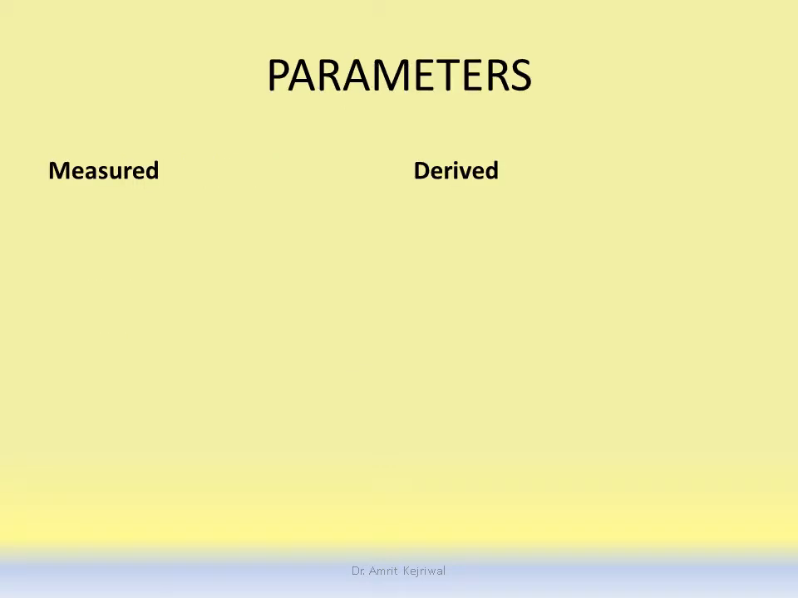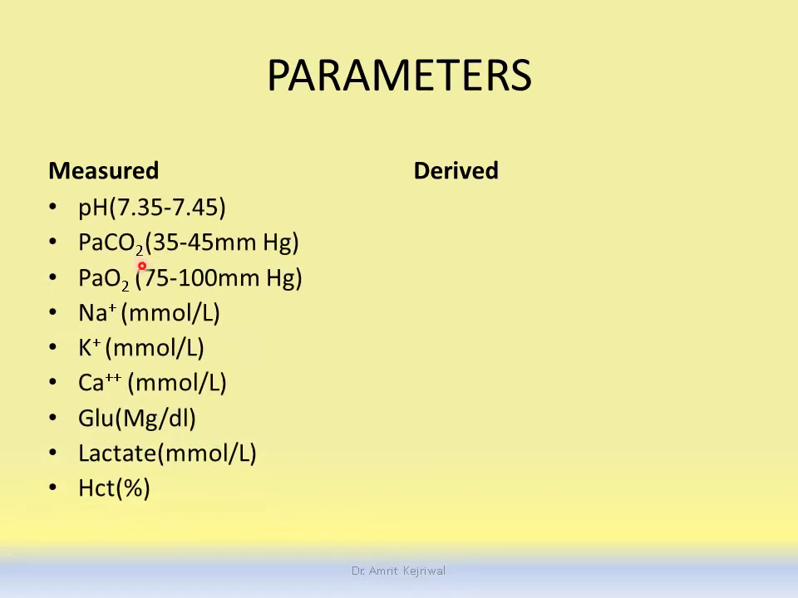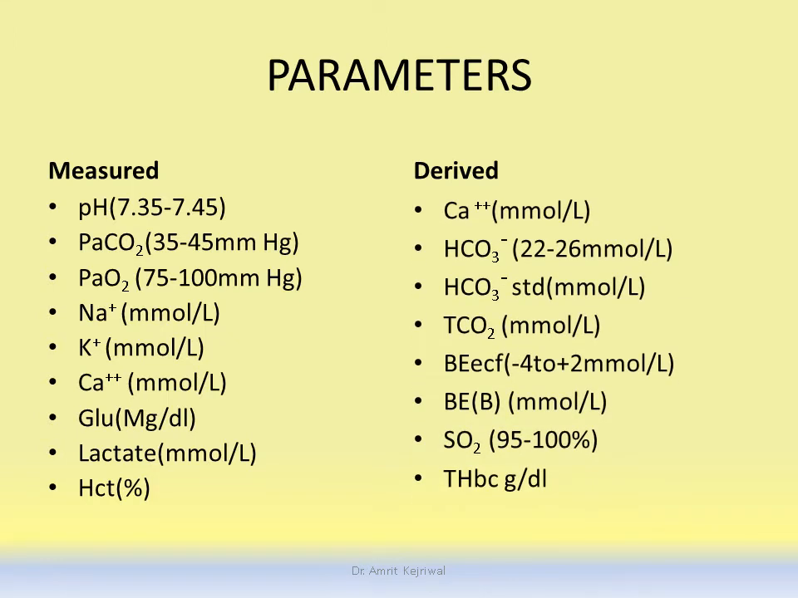There are various parameters that are given on the arterial blood gases. These are the measured: pH, PaCO2, PO2, sodium, potassium, calcium, glucose, lactate, and hematocrit. These parameters are derived: calcium, bicarbonate, total CO2, base excess effective, base excess buffer, saturation of O2, and total HB. In this lecture, we will be just discussing the pH, PaCO2, PO2, bicarb, and mentioning saturation.